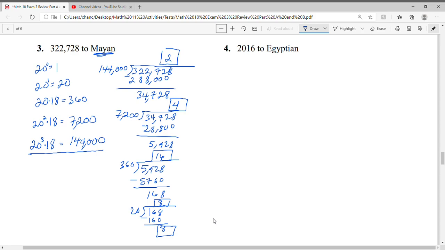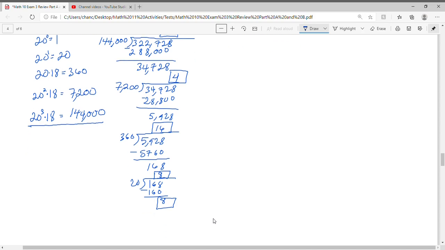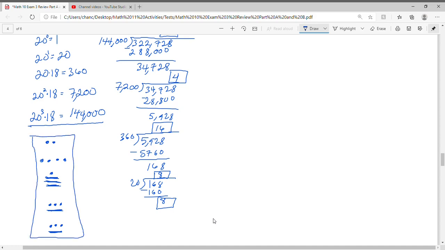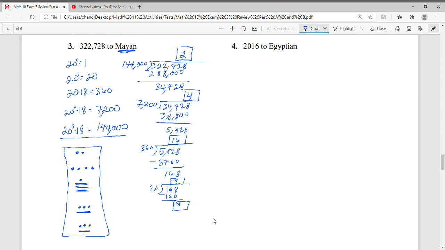So let's write our solution in Mayan. Remember, they write it from bottom to top, so we're going to start with the 8. We have an 8 here. Then we'll write another 8. Then we'll write 16. Then we'll write 4. And finally, we'll write 2. This is our solution in Mayan. The Mayan system is probably one of the most difficult systems to use because they have this modified base 20. So just be careful. Make sure you can do this problem with the Mayan system.